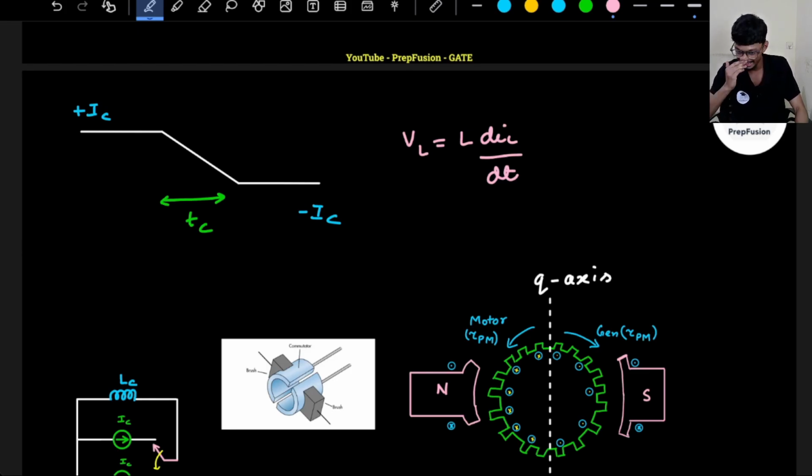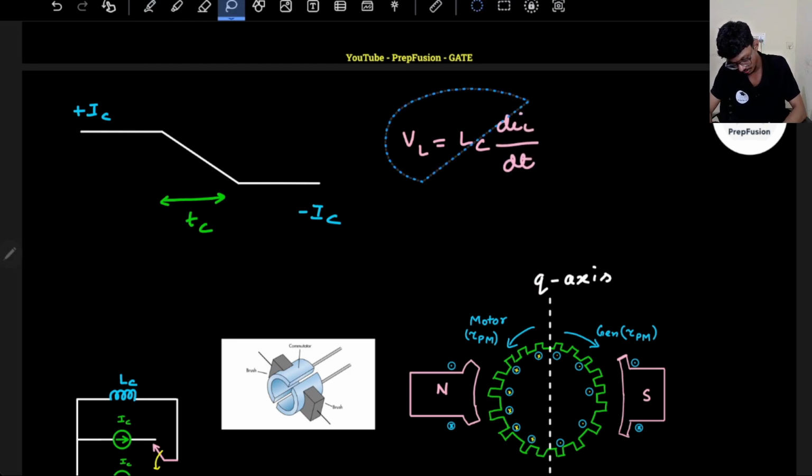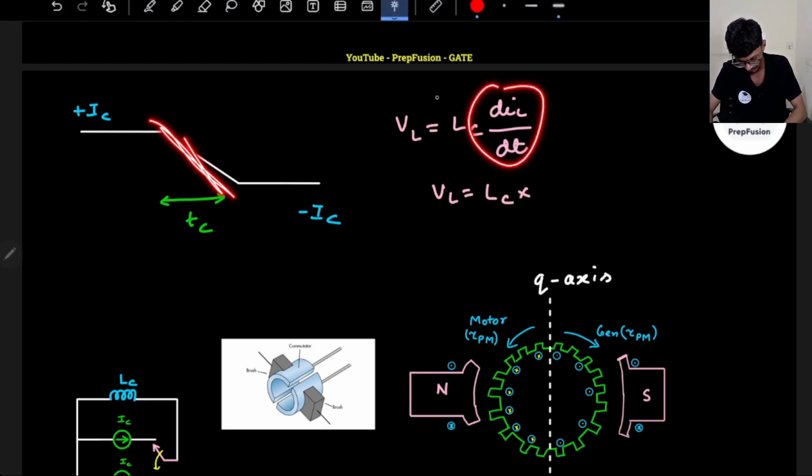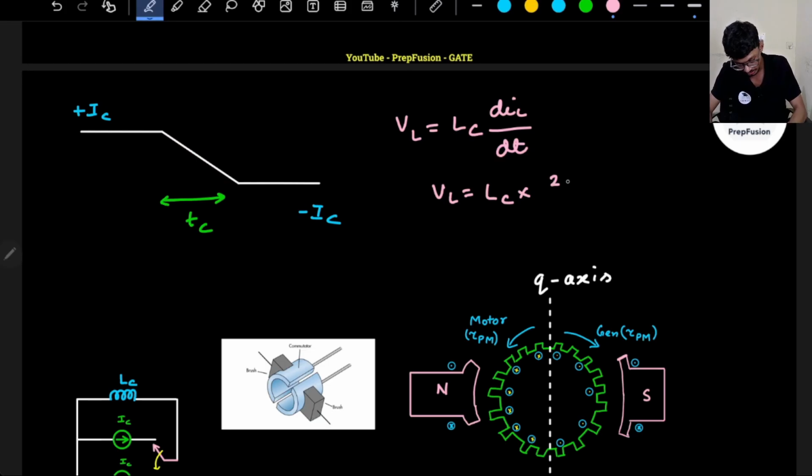So if VL equals L dIL by dt, what will be the reactance voltage? That is what we want to find out. Let me assume this as the commutation inductance, that is LC. So I can directly write here the reactance voltage will be LC times the change in current from plus IC to minus IC. It is decreasing linearly, so basically I have to find the slope of the current. Slope will be simply 2 IC divided by TC. Simple straight line slope, right? This is the equation for the reactance voltage.